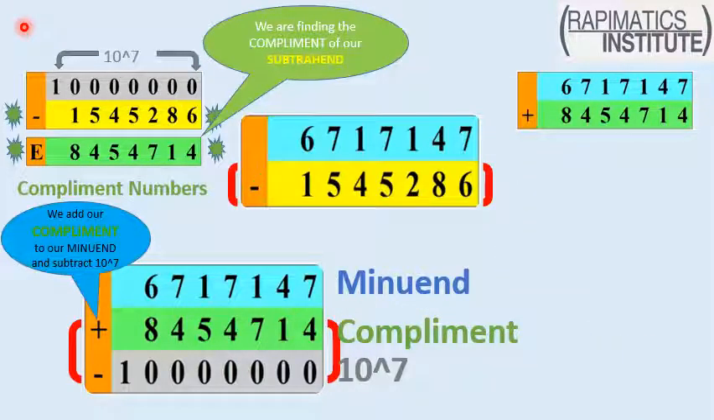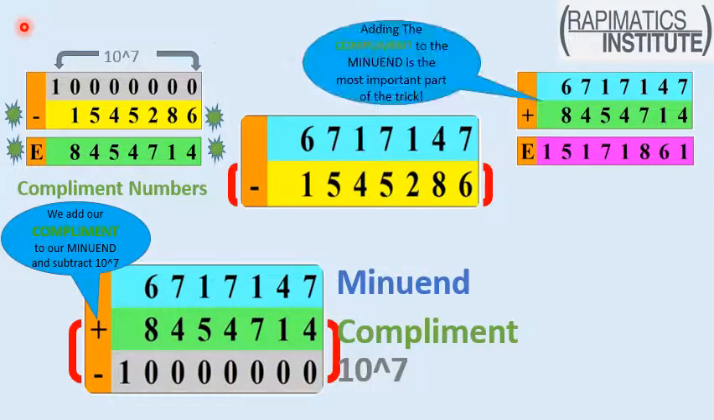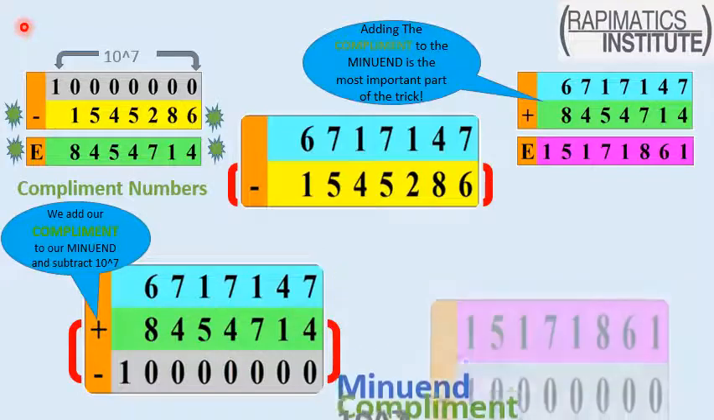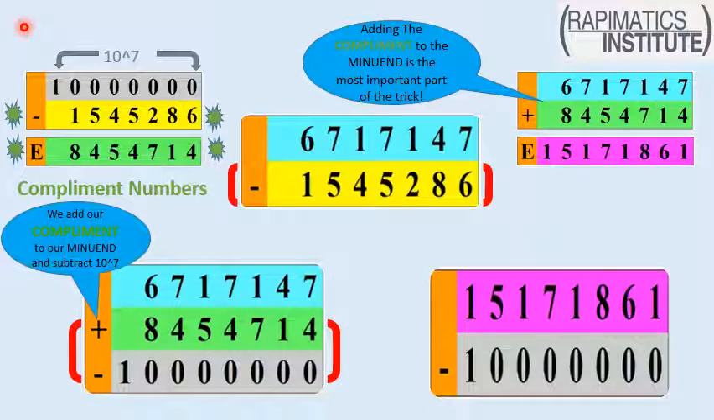Now we're going to solve for the minuend plus our complement number. This is the most important part of the trick. We'll see here in a second why. What we're demonstrating here is that this pink section is the summation of our minuend plus our complement, which we solved down here already.